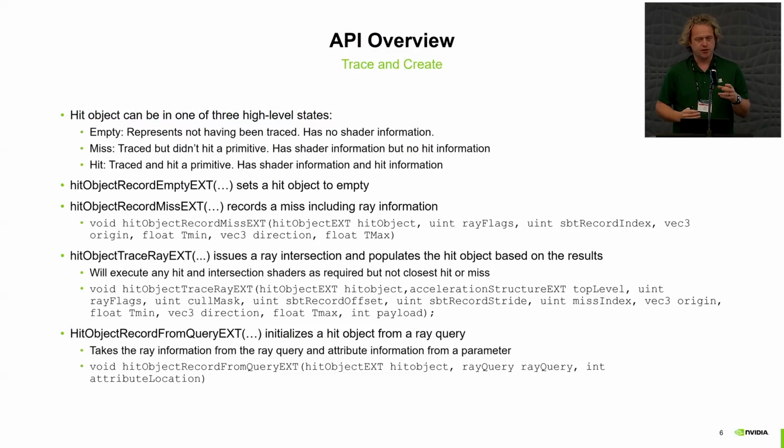And also there's the ability to create a hit object from a ray query, so that you can have this interoperability between hit objects for reordering and ray queries. And so the hit object, the ray query information is extracted from this other object and put back into the hit object, along with shader attribute information, which is required for hit groups in traditional ray tracing pipelines.